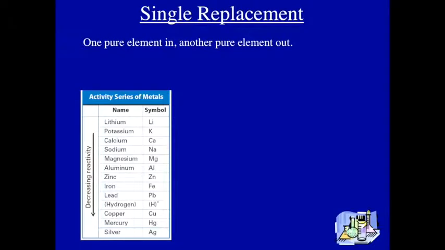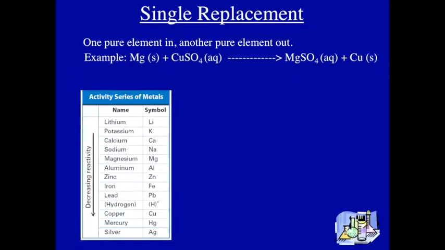This is going to be a review of single replacement. We saw a very brief introduction earlier, but what you need to remember is one pure element is going into one of these reactions. In this case, it would be magnesium. Another pure element is coming out of the reaction, in this case, copper.